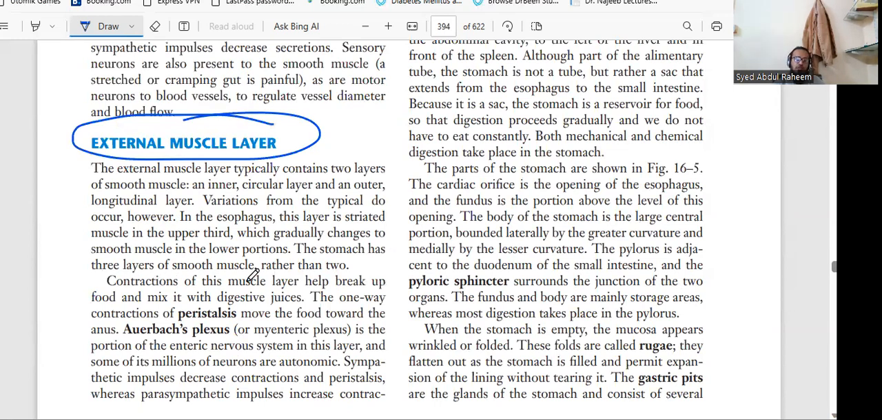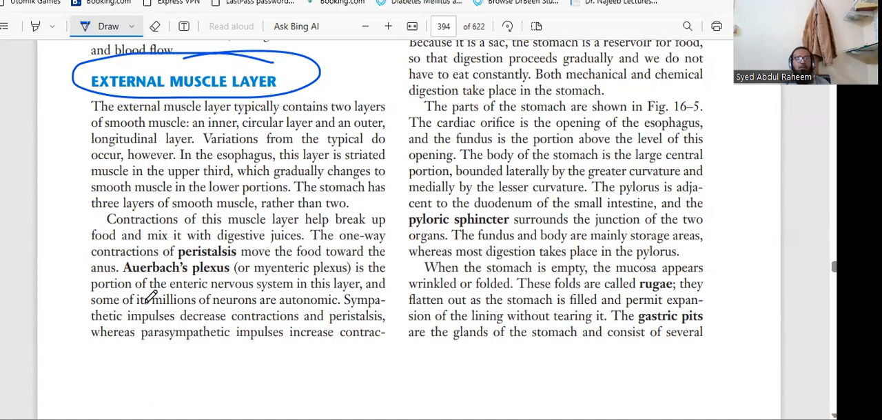Contraction of the muscle layer helps break up food and mix it with digestive juices. Contraction will make the juices and the food mix up very well. Sometimes we notice that our stomach will move. What happened? Is there anything wrong in my body? No, because that is smooth muscle. It is the muscle of the stomach which moves, doing peristalsis to mix the food with the juices.